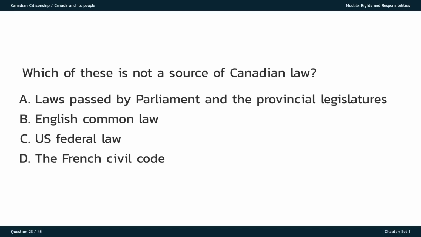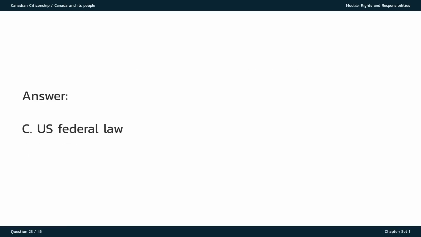Which of these is not a source of Canadian law? A. Laws passed by Parliament and the provincial legislatures. B. English common law. C. U.S. federal law. D. The French Civil Code. The answer is C. U.S. federal law.